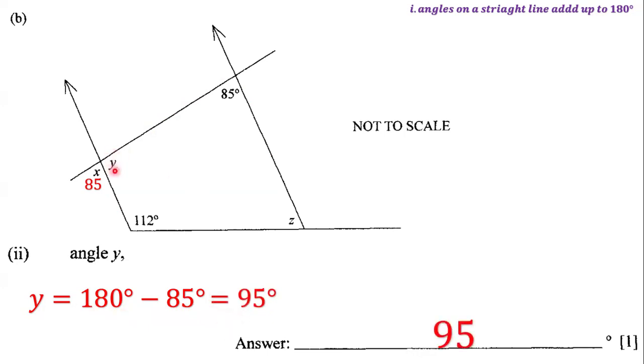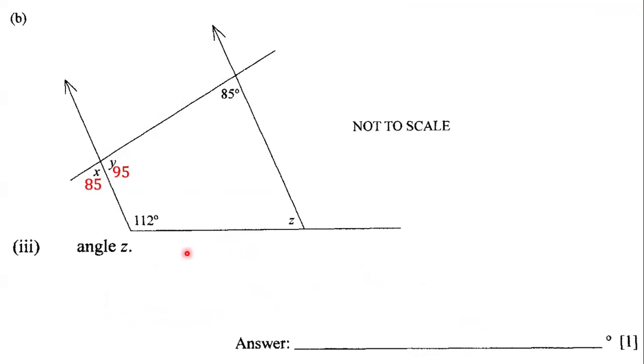which means that the size of angle Y is 95 degrees. So 180 minus 85 is 95 degrees. And so that means that the size of angle Y is 95 degrees. Let's move on to the next question.